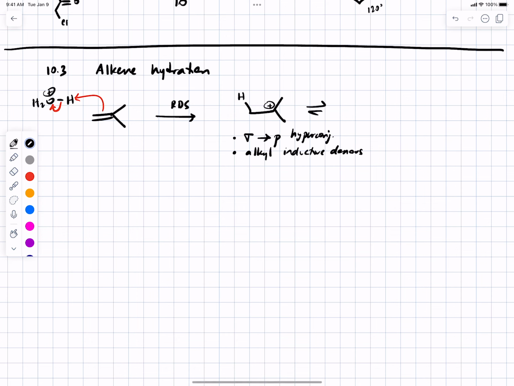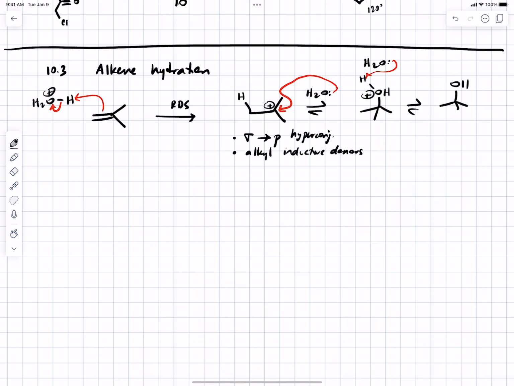Then water adds to the more substituted carbon where the positive charge is. You get this oxonium ion intermediate, which then in a final fast step, a proton is removed to regenerate your acid, and this is why it's an acid catalyzed reaction. Sorry about the positive formal charge. And then your final product is an alcohol. Okay, that's sort of the standard mechanism.